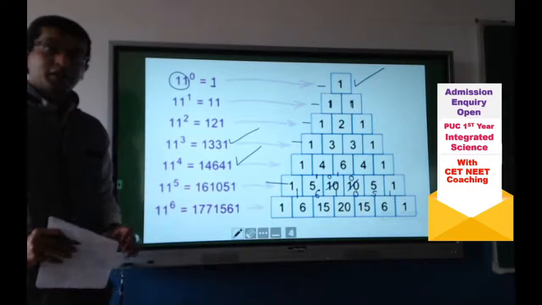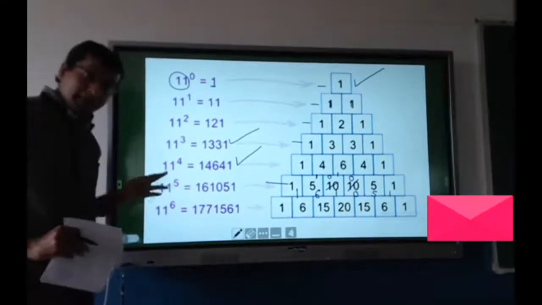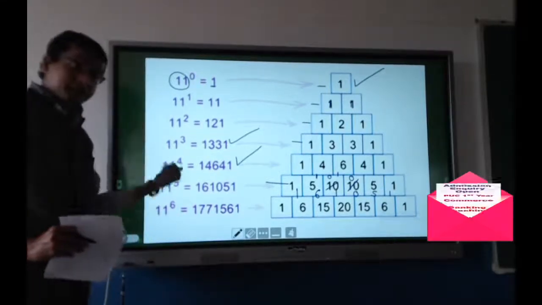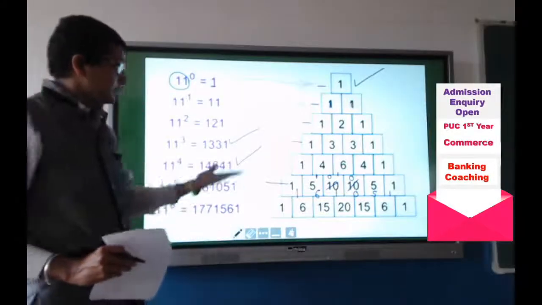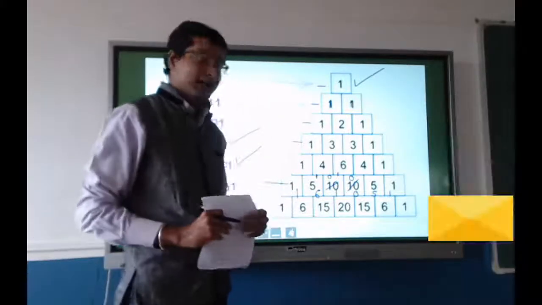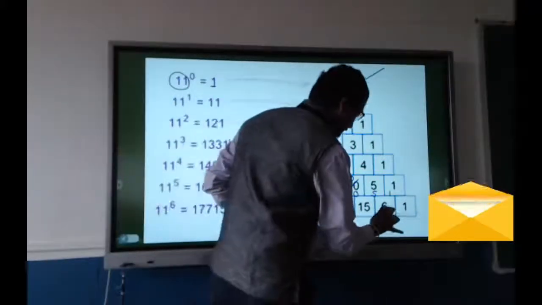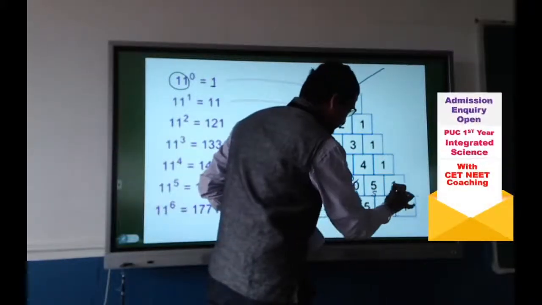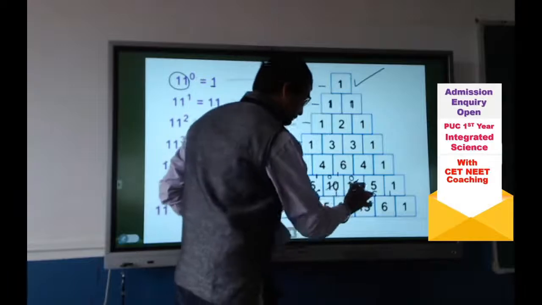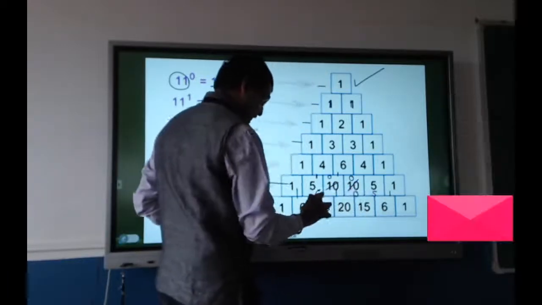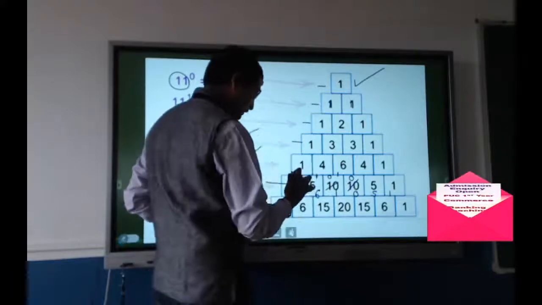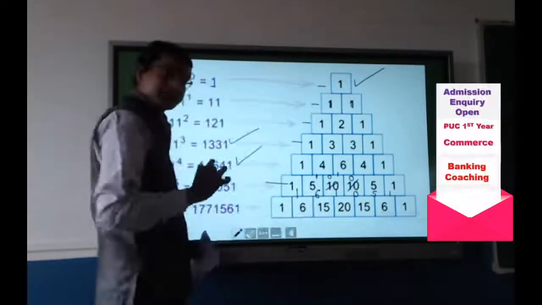Dear students, now we will discuss what is the value of 11 raised to 6. So it is a very simple technique using the Pascal triangle. Once again we can write it. So here it is a 1, next 1, 5 plus 1 6, 10 plus 5 15, 10 plus 10 20, 5 plus 10 15, 1 plus 5 6, next it is a 1.